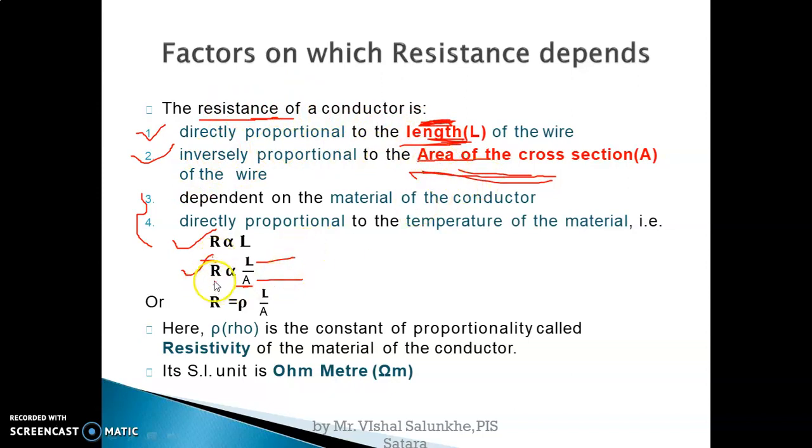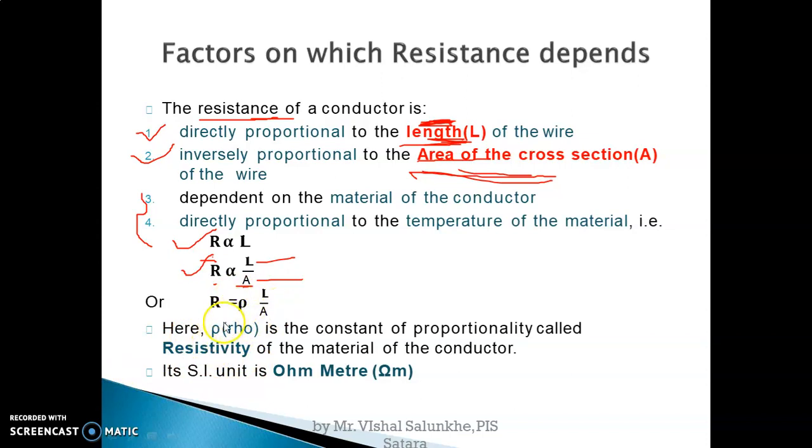Remember this. We can write in combined form, R is proportional to length L, directly, and inversely proportional to area A. In order to remove this proportionality sign, we have to write one constant, and here the constant is called rho. Rho is called resistivity, or also specific resistance. So rho has two names: resistivity and specific resistance.